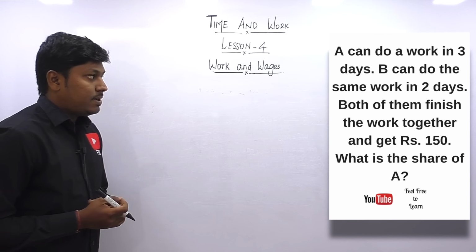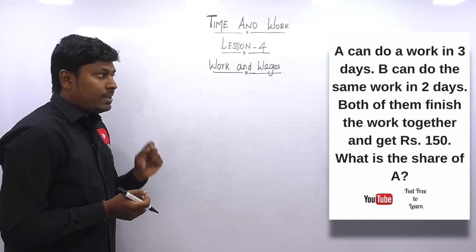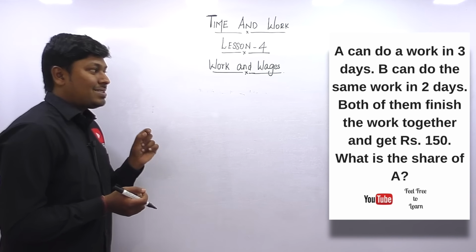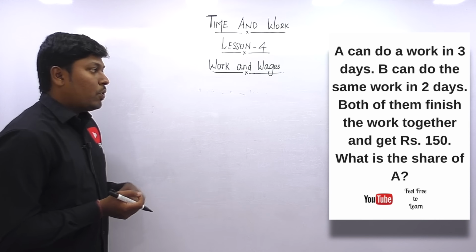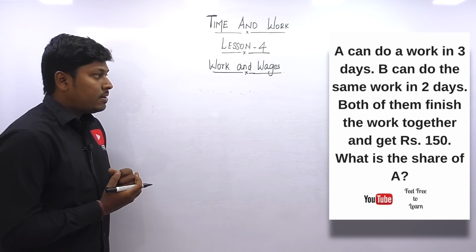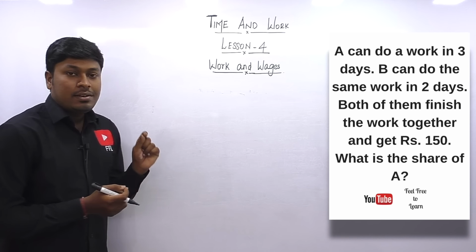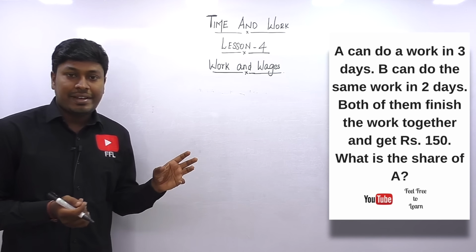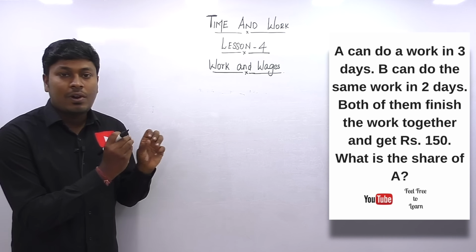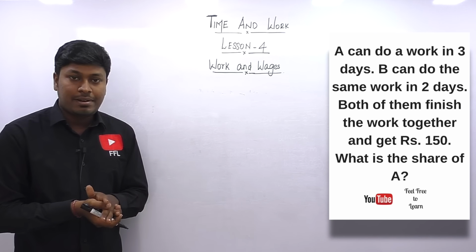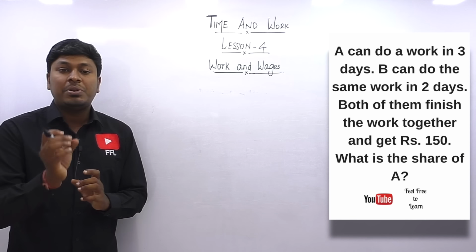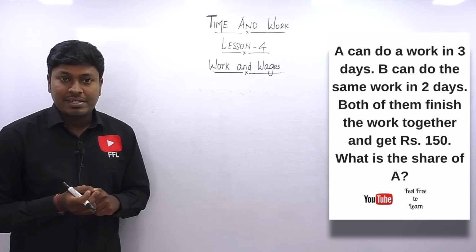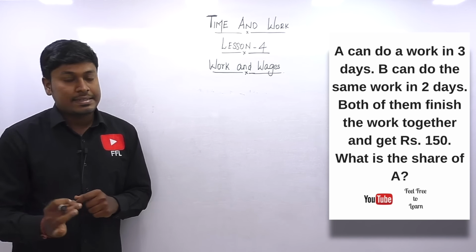Question number 1. A can do a work in 3 days. B can do the same work in 2 days. Both of them finish the work together and get rupees 150. What is the share of the person A? Friends, interesting question, right? This question can be solved orally without pen and paper. But if you are a beginner, you need to know the concept of the question and how to find the answer step by step.